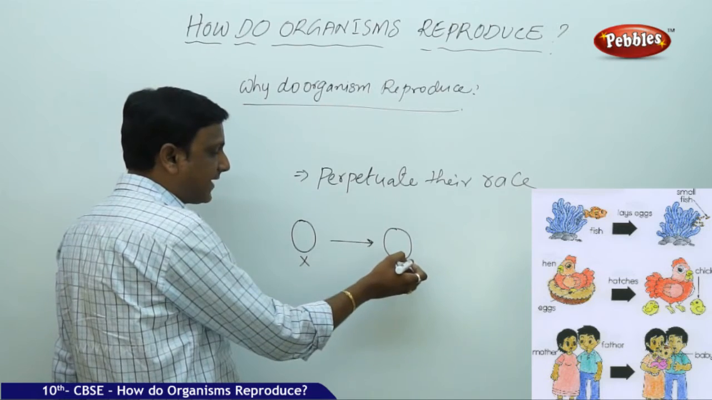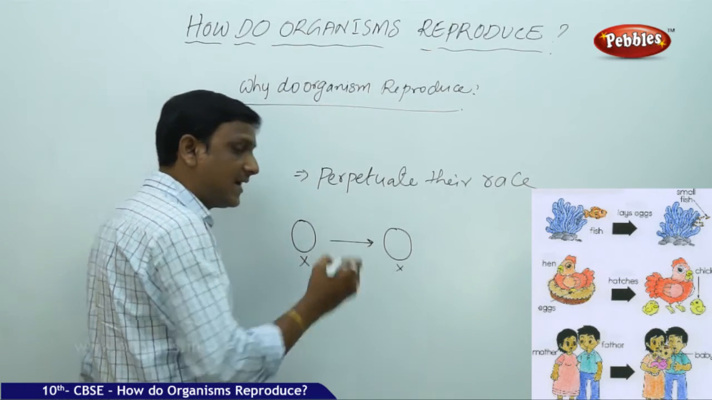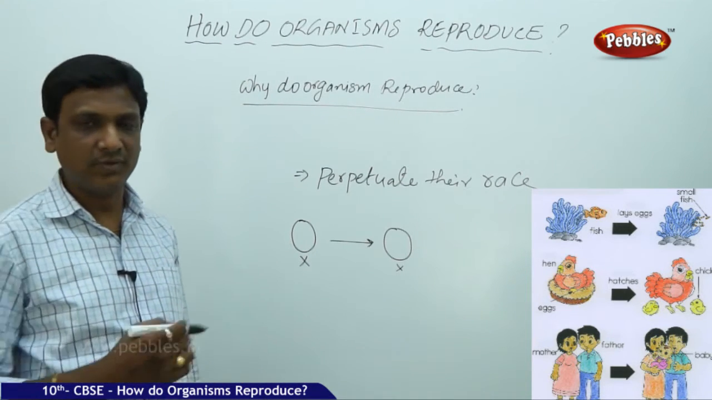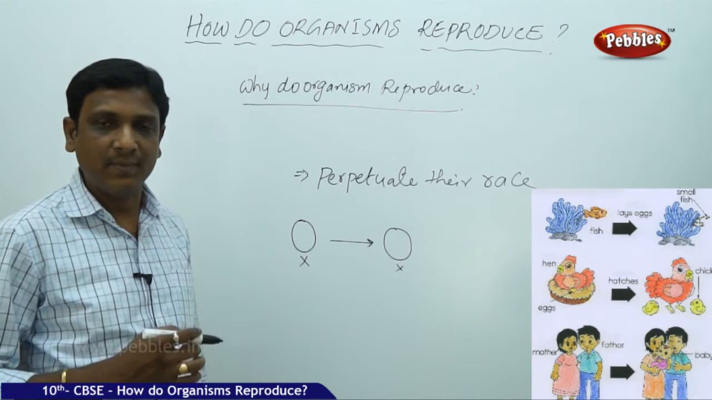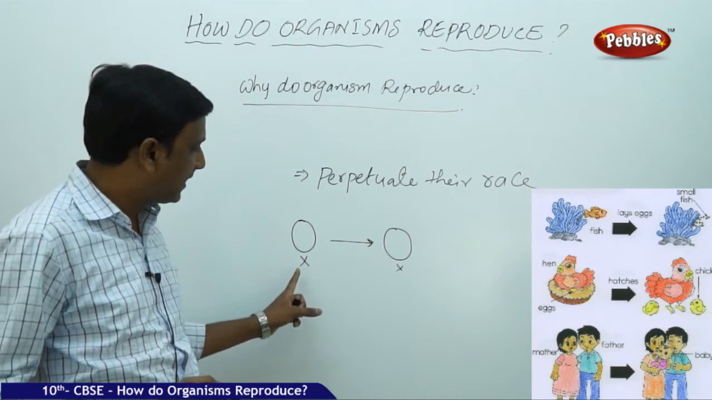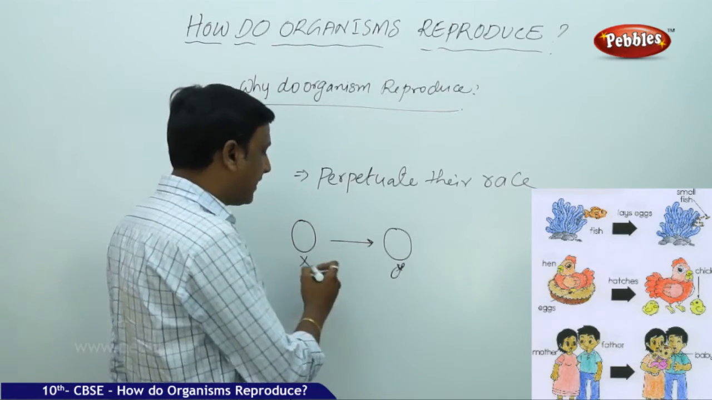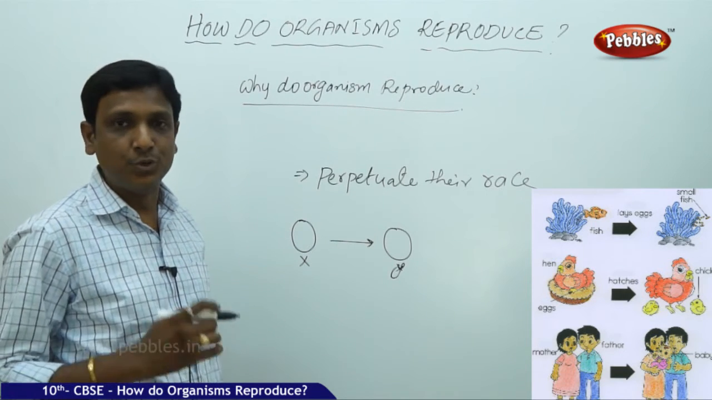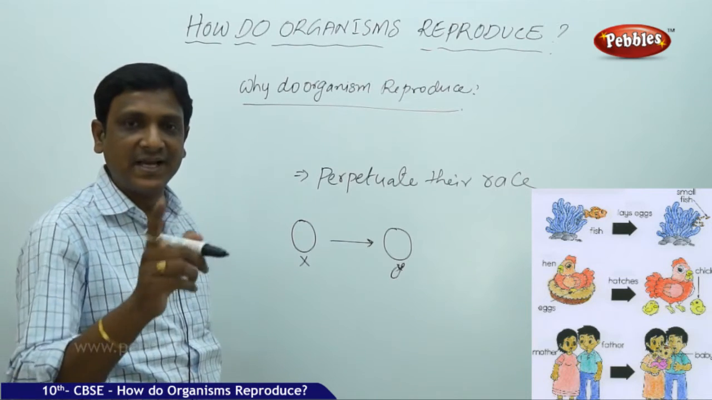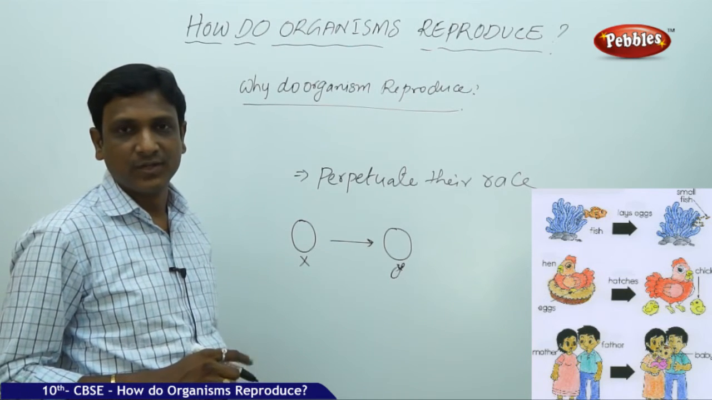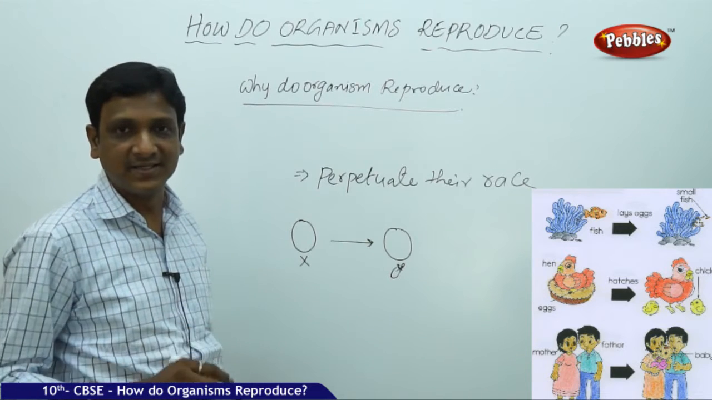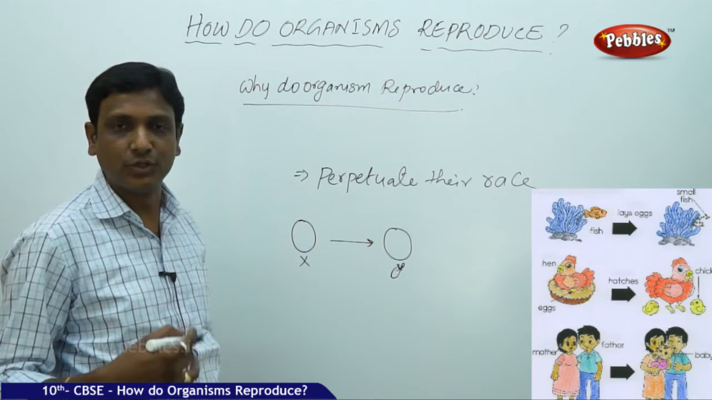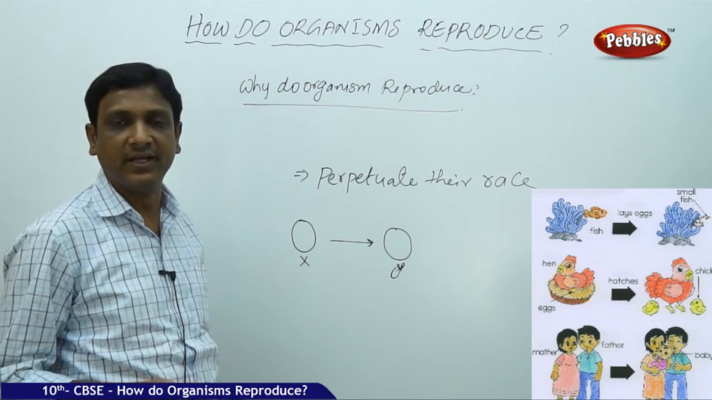Will the newly formed organism and the parent organism be exactly identical? No, there are some differences. We will discuss what the reasons for the differences are. They may look similar. Organism X produces Y, which is similar to X, but not exactly identical. There are some differences. You may be similar to your father, but you are not exactly identical with your father. Your brother and you may be similar, but you both are not exactly identical. You are unique, your brother is unique, your father is unique, your mother is unique. Different, not matching with anyone on this planet.